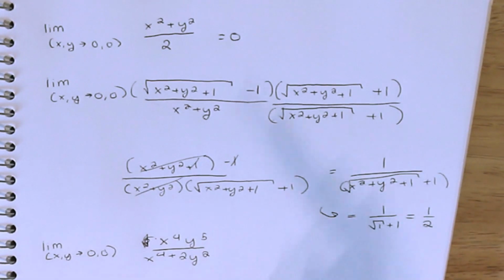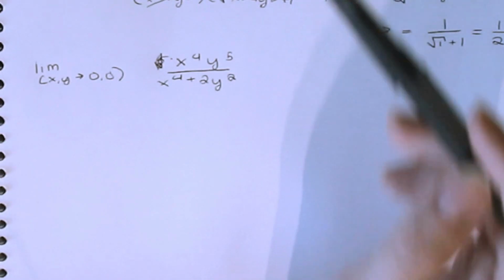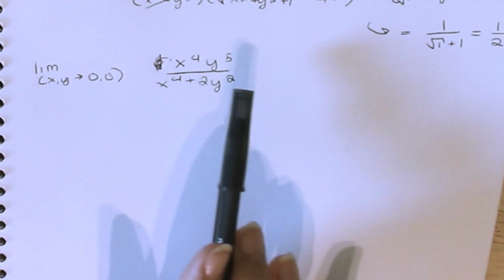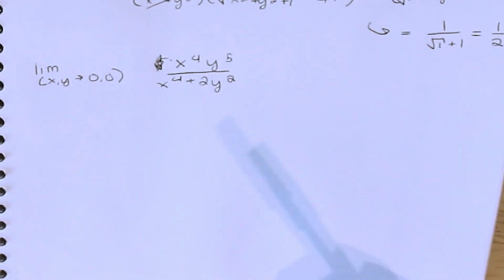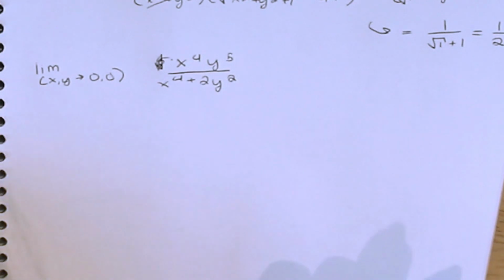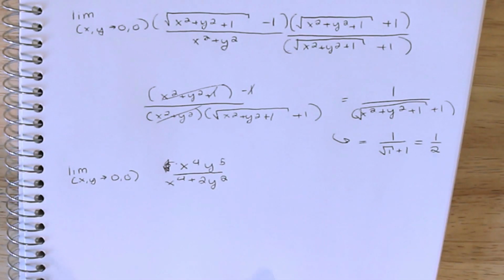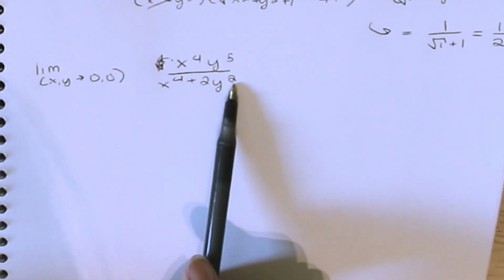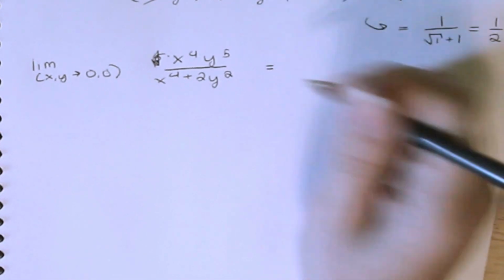Okay, so I'll always try this one first. Try the easy one first, see if it works. If we substitute in 0 and 0 for x and y, we're going to get 0 times 0 over 0 plus 0. 0 over 0, that doesn't work. How about this one? Can we simplify this? Well, let's try that. We'll see what happens.